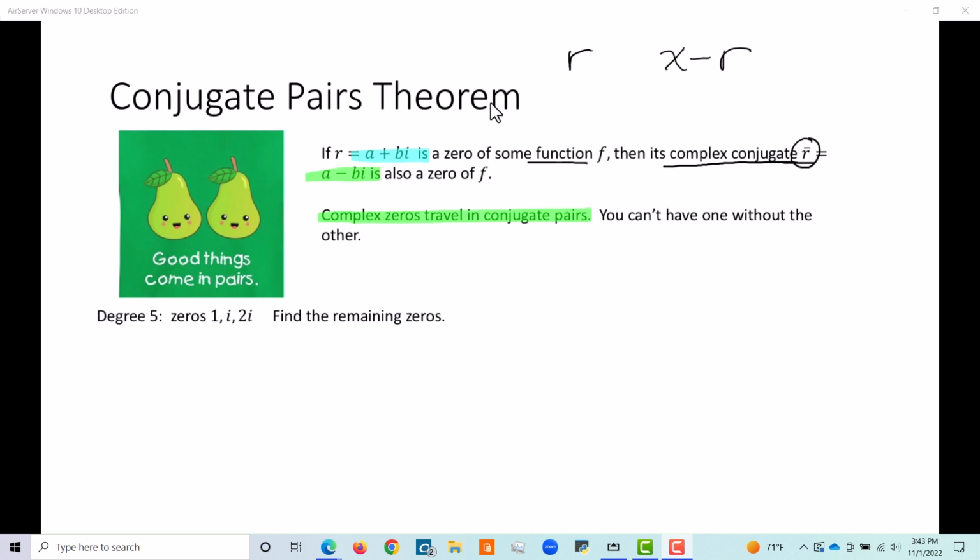One of the questions in the homework is like this. They will tell you the degree of the polynomial. They will tell you some of the zeros, and they want you to find the remaining zeros. Why do you suppose they tell us the degree? Why is it important that they tell us the degree of the function when they want us to find the remaining zeros?